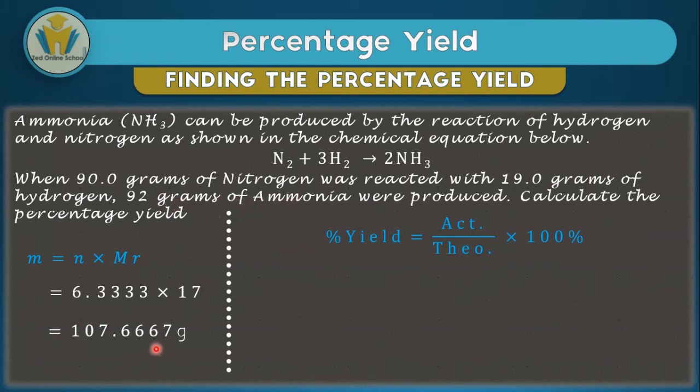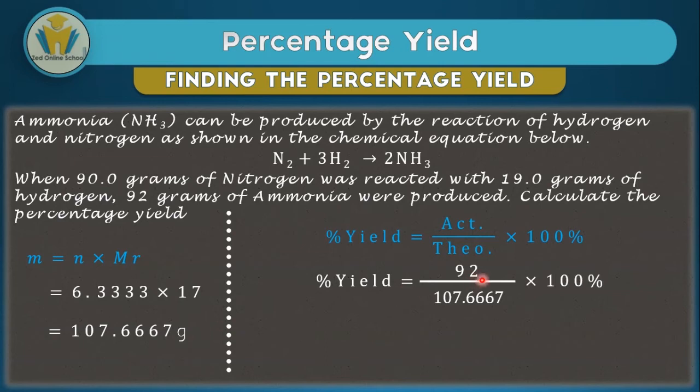We have 92 grams of ammonia being produced, yet actually from what has been provided on the reactant side, we're supposed to produce 107.667 grams. You can see that the theoretical is bigger than the actual. Therefore, we're going to have a number that is less than 100.